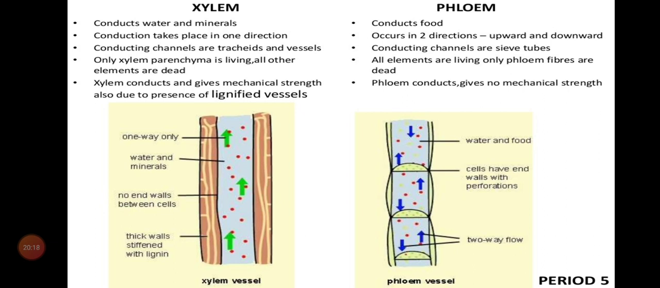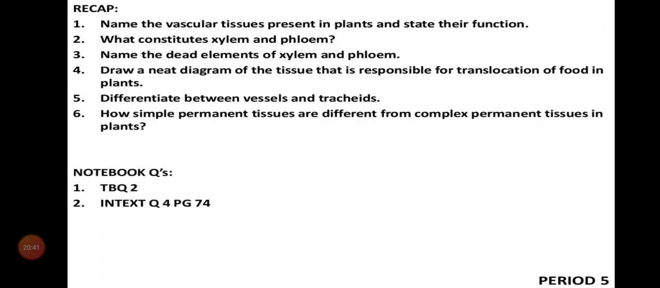So you want to remember this comparatively. Here xylem parenchyma alone is living in xylem, and the remaining three are dead. But in phloem, phloem fiber alone is dead, and the remaining three, sieve tubes, companion cells and phloem parenchyma, are living. And phloem will only conduct, it won't give any mechanical strength. So that is the difference between xylem and phloem.